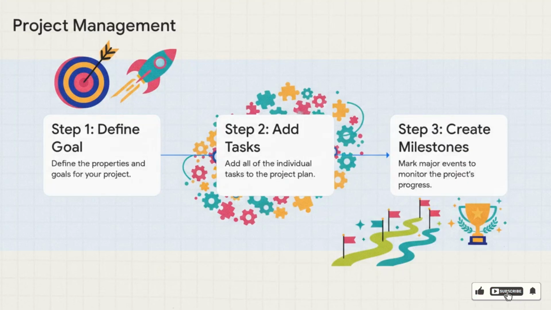So how do you even use it? Well, it's actually pretty straightforward. First, you define your main goal. What is it you're trying to achieve? Then you take that big goal and you break it down into smaller, much more manageable tasks. And finally, you create milestones along the way so you can track your progress.